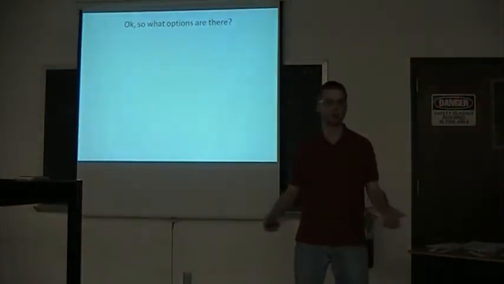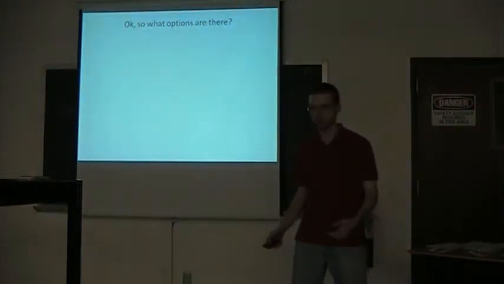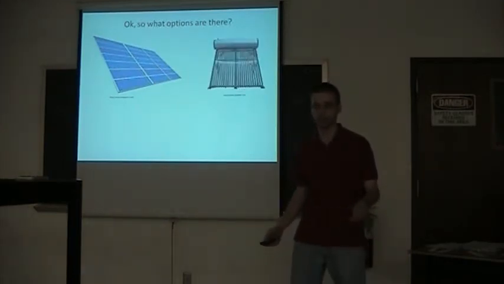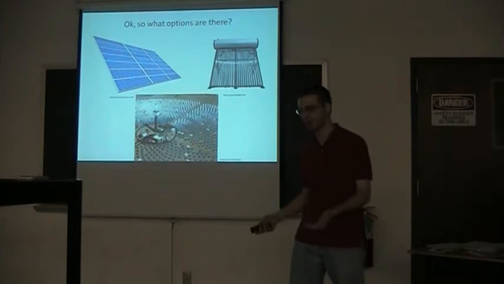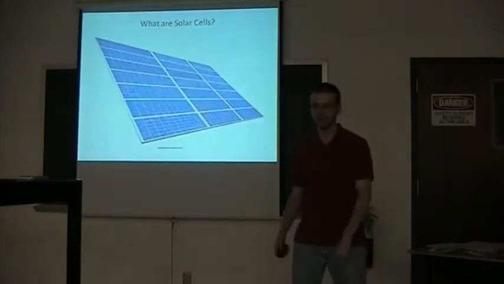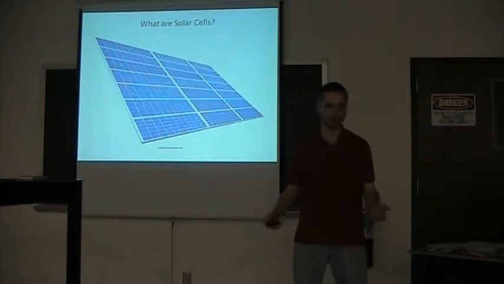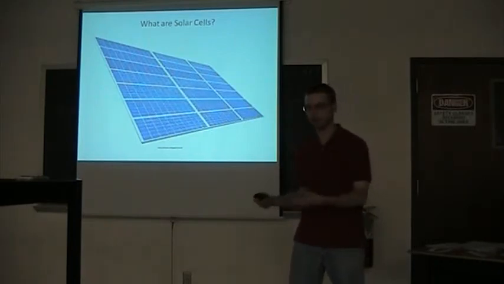So what options are there for solar power? Well, you have your solar panels, which are commonly known, and you have your solar water heaters, and then you have even more commonly known solar furnaces. So what are solar cells, most commonly? Well, essentially what they do is they take light and convert it into energy.